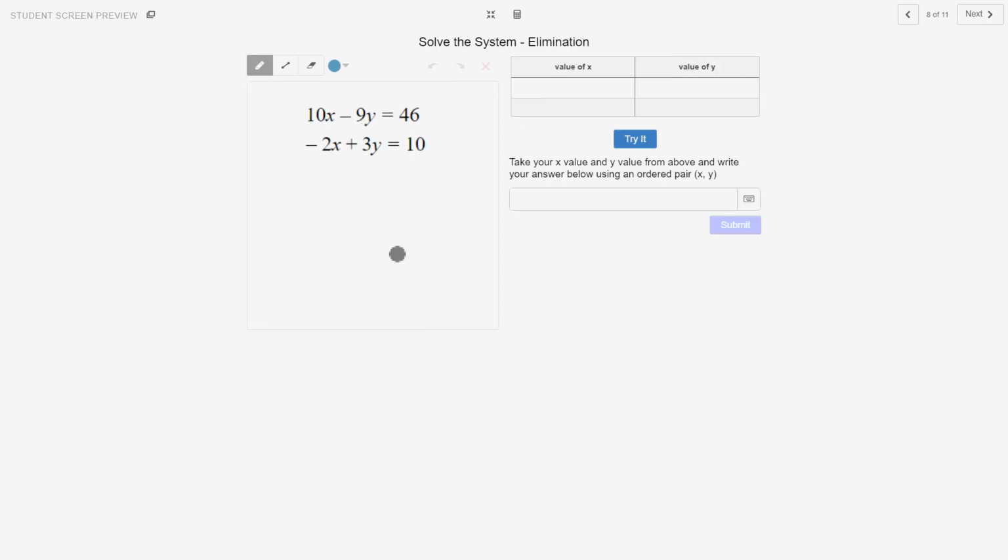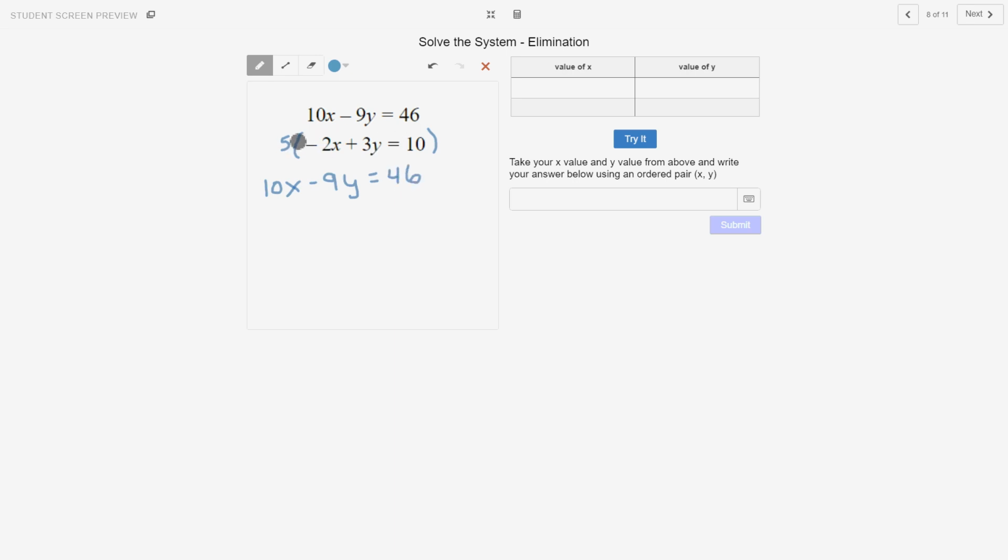All right. Hopefully you're starting to get the idea of it. I want to figure out who I want to eliminate this time. And they both look about the same. Let's eliminate our x's. So I've got a positive 10 and a negative 2. I'm going to have to multiply that top one, or the bottom one, I'm sorry, by 5. Rewrite the top one, 10x minus 9y equals 46.